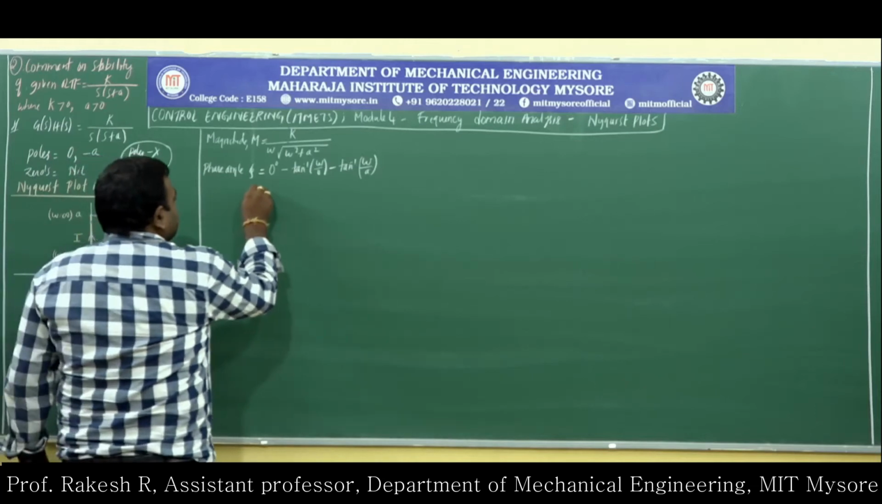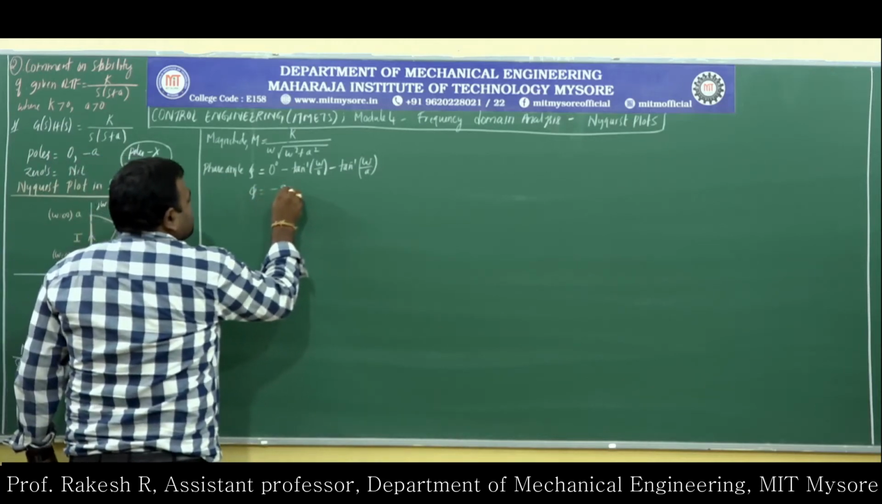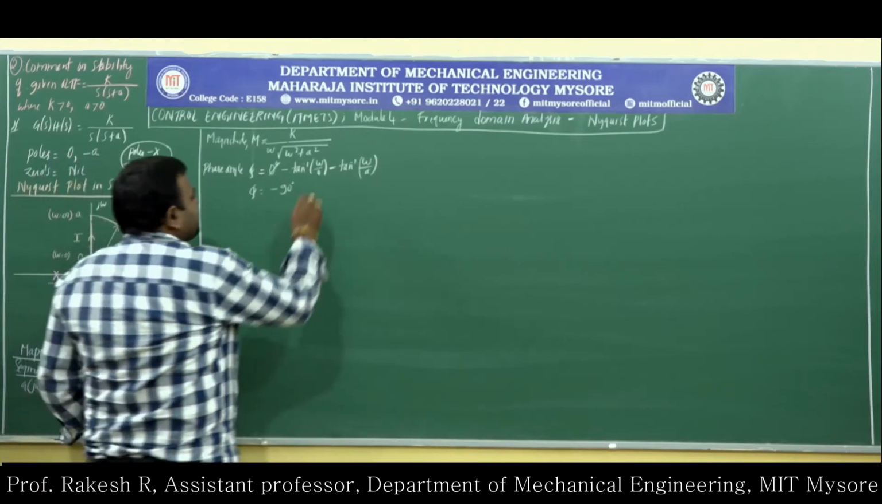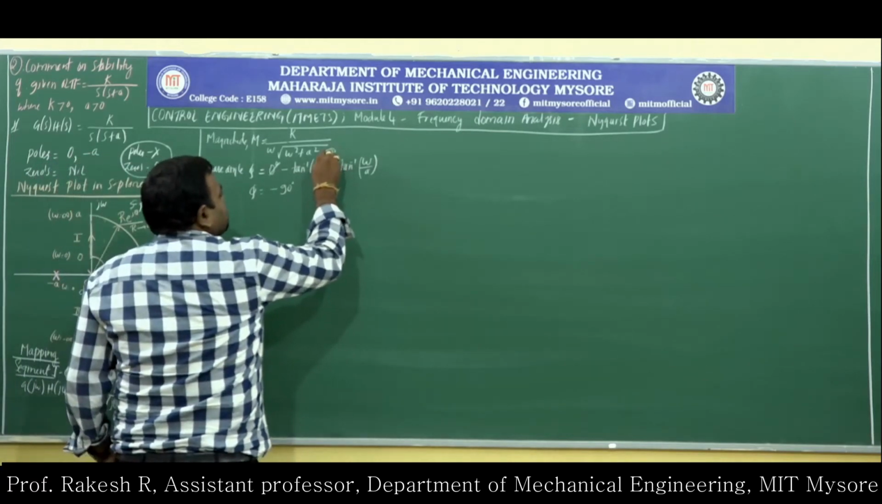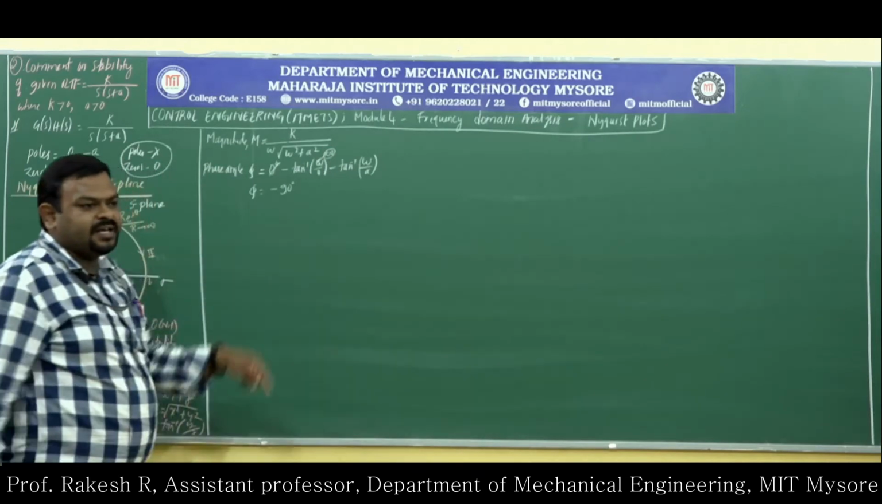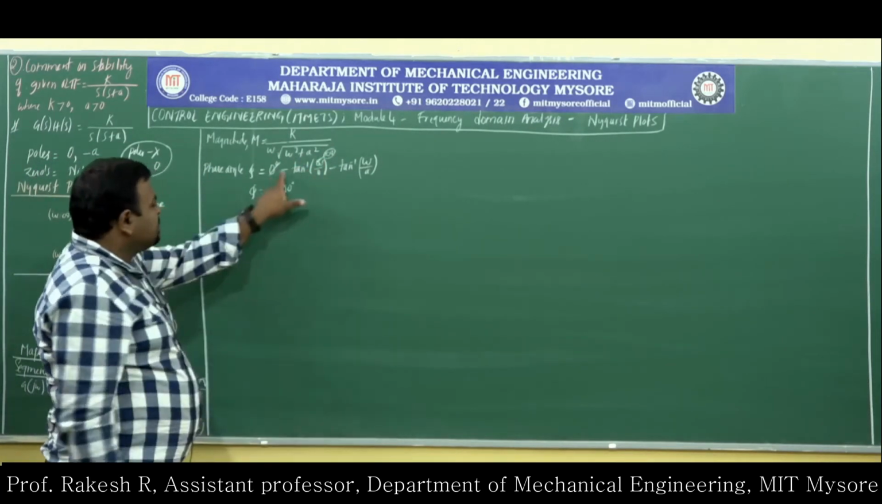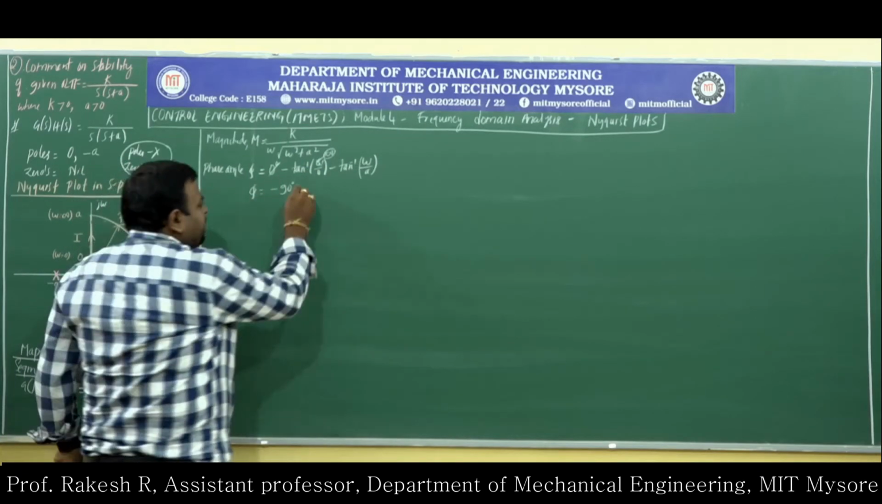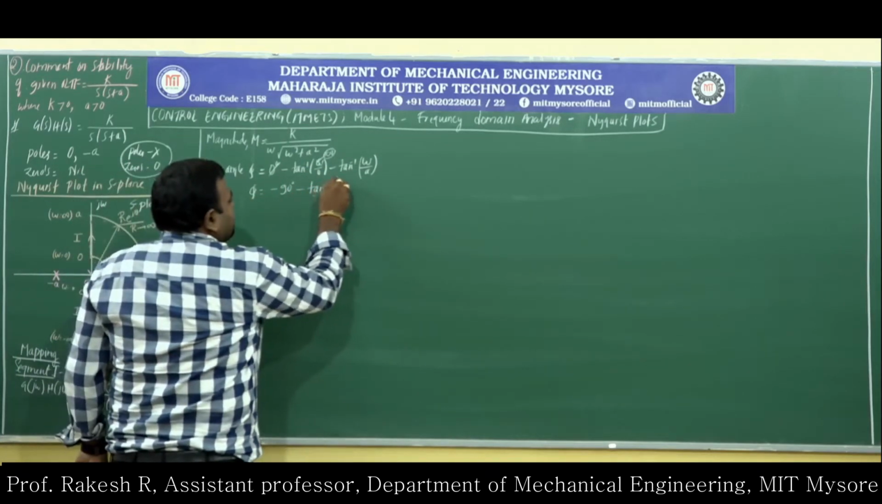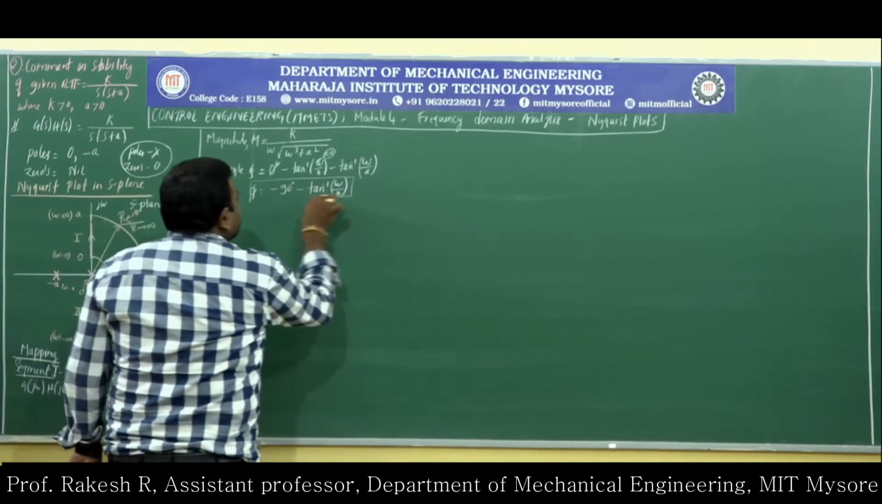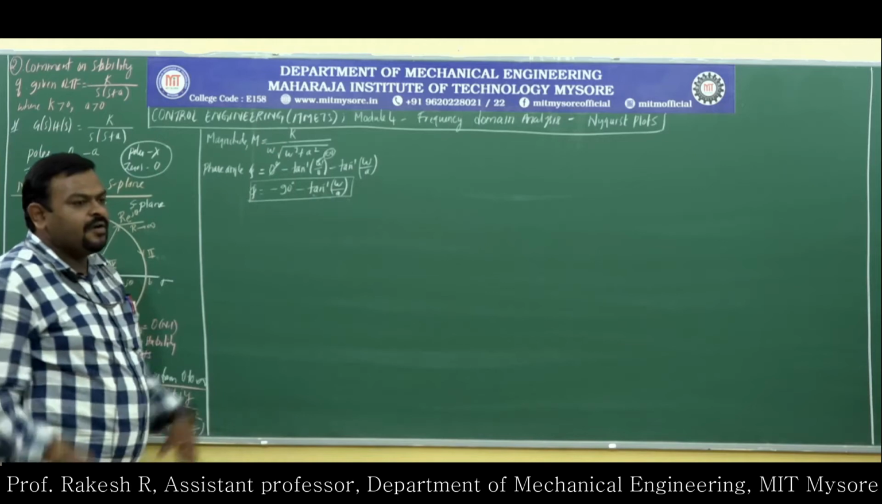So if I solve this, the phase angle will be equal to 0, it goes tan inverse of omega by 0, anything by 0 is infinity. So tan inverse of infinity is 90 degree, minus 90 degree. Tan inverse of infinity is 90. Since there is a minus, it will be minus 90 minus tan inverse of omega by a. So this is the equation for phase angle, and this is the equation for magnitude.